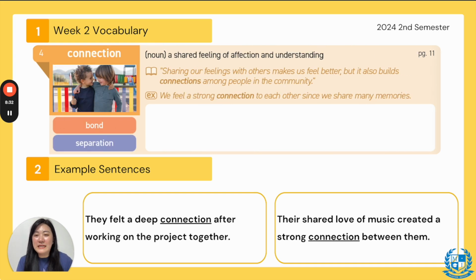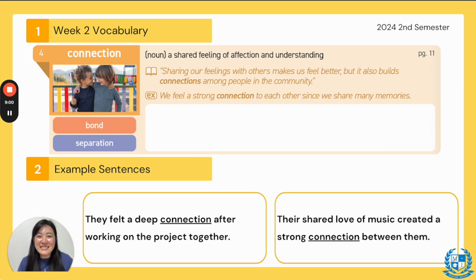Number 4, the word is connection. Everyone say connection. The synonym is bond, and the antonym is separation. The part of speech is a noun, and it means a shared feeling of affection and understanding. So to feel a little connection between everyone. I'm sure you feel a connection with your friends and your family, but maybe we also have a connection here through this video.